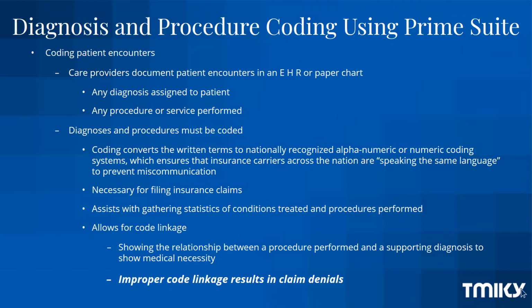Coding patient encounters. The care providers document patient encounters in their EHR or on a paper chart. This includes any diagnosis assigned to a patient and any procedure or service performed. Now, both the diagnosis and the procedures must be coded. Coding simply means converting the written terms to nationally recognized alphanumeric or numeric coding systems. This ensures that the insurance carriers across the nation are speaking the same language to prevent miscommunication.